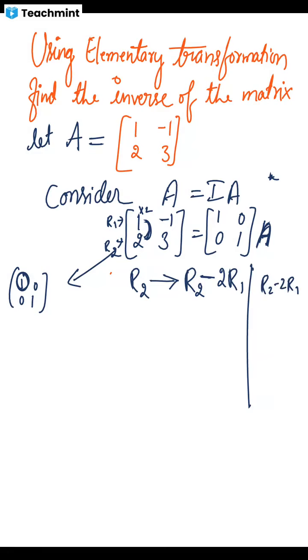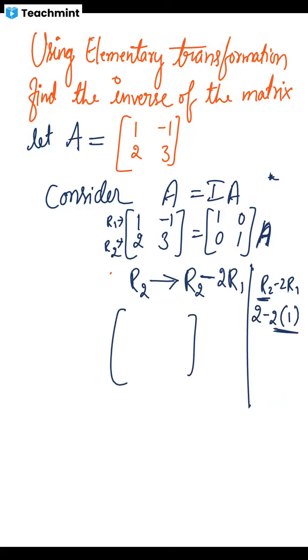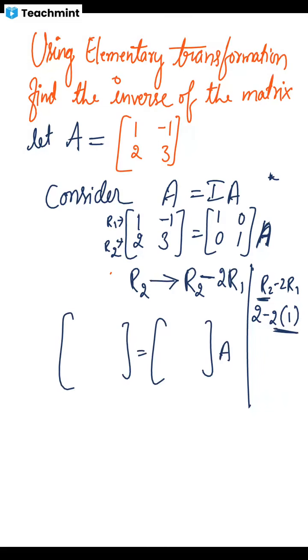Now what we need to do is substitute the row 2 elements one by one. The second row first element is 2 minus 2 into the corresponding row 1 element, which is 1. Now 2 ones are 2, 2 minus 2 is 0. Take the first row as it is, since we have not done any operation on it, only R2 tends to R2 minus 2 R1. So for the second row the first element is 2 minus 2, which is 0.